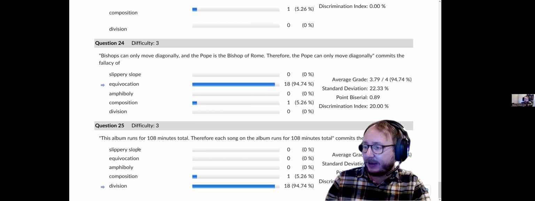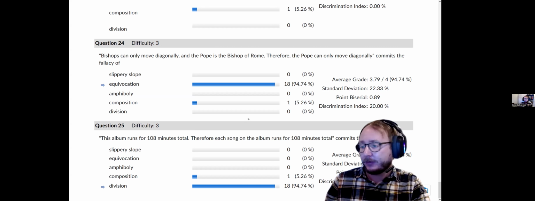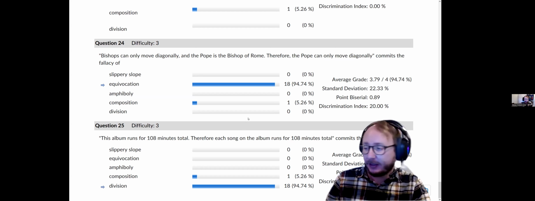Finally, question 25. Here we're starting out with the whole album. It has this feature. It runs for 108 minutes total. And then we're going to draw a conclusion about each song on the album. And those are each of the parts. So whole thing into its parts, that's division.